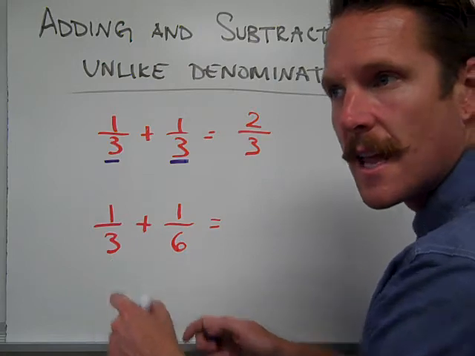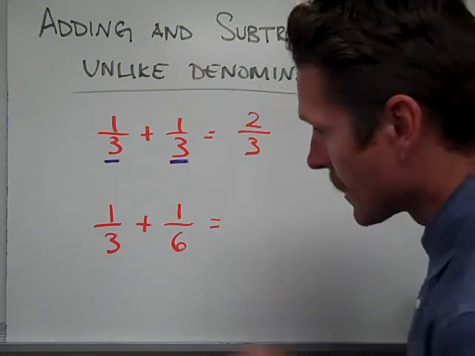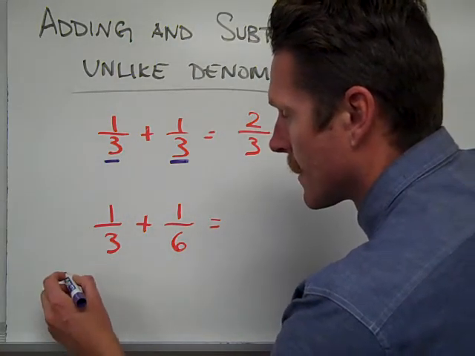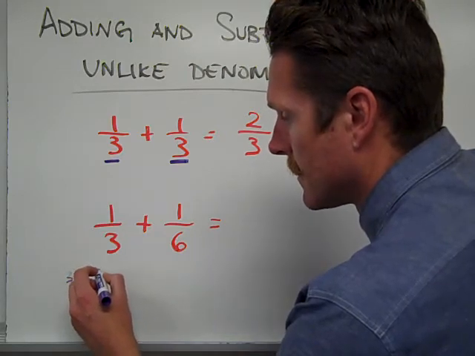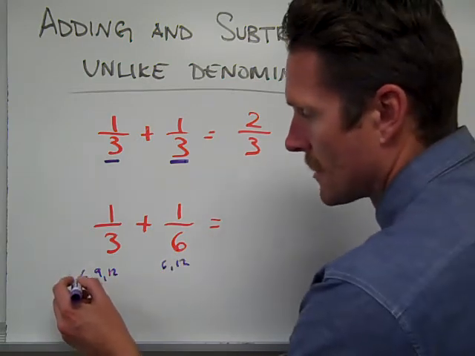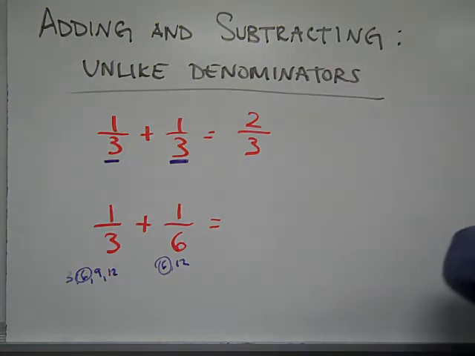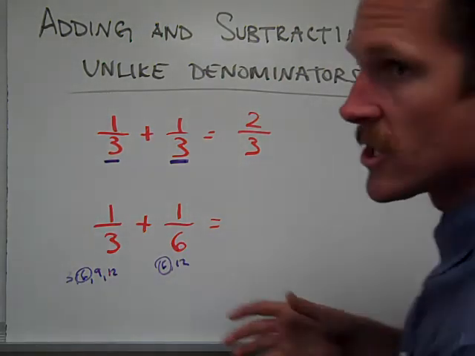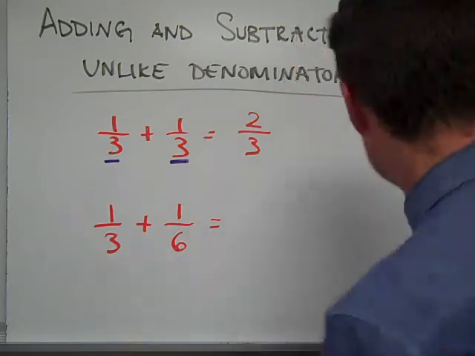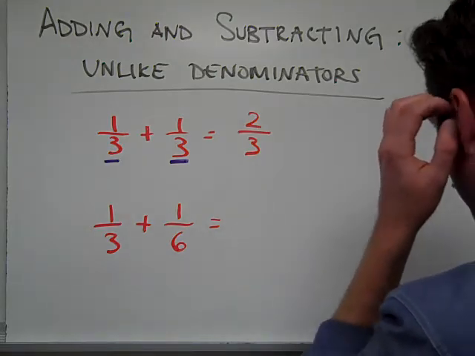The denominators are not the same. So what we need to do is find basically least common multiples. So what we would do is 3, 6, 9, 12, and then here this is 6, 12. Okay, so the least common multiple they have is 6. And so what we're going to do is change the fraction, make an equivalent fraction, by changing it so that the denominators are the same.